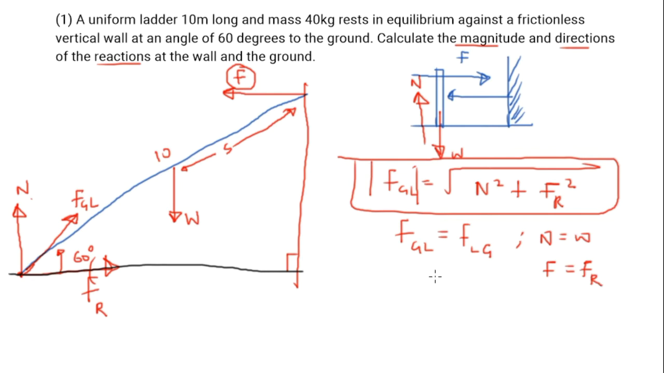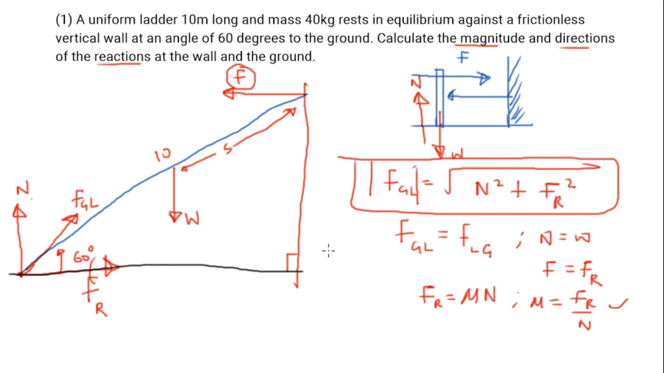So notice that in some questions, if you were asked to find the coefficient of static friction, the frictional force is equal to the coefficient of static friction multiplied by the normal force. So the coefficient of static friction in this case is Fr upon N. So we should be able to go on with that.